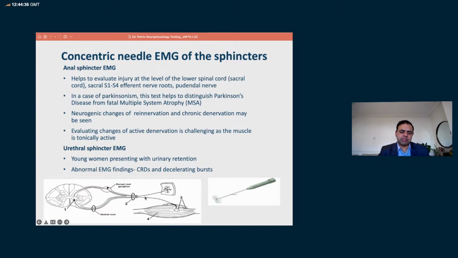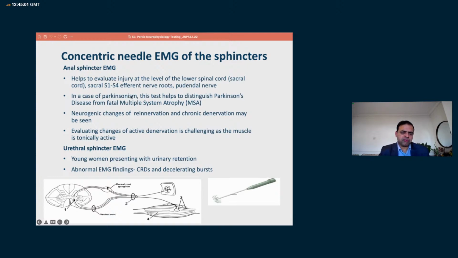So if the damage to the innervation is somewhere between the anterior horn cell, which for the pelvic floor muscles is the Onuf's nucleus, or the sacral motor nerve root, or the pudendal nerve and its branches to the anal sphincter, the urethral sphincter, then this study will help provide innervation information about this.